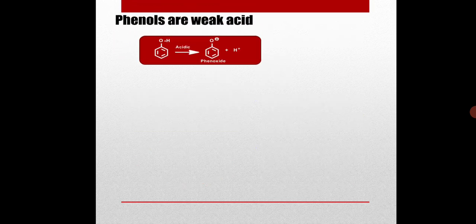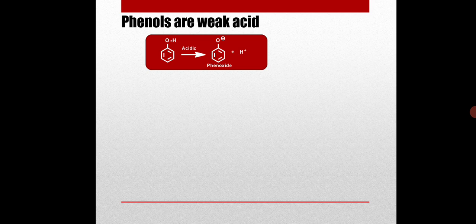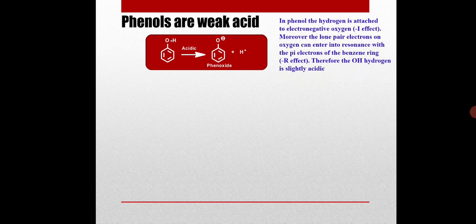Let's have a look at phenol now. Phenols are weak acids. In phenol, the hydrogen is attached to electronegative oxygen, and so it has a -I inductive effect. Moreover, the lone pair electrons on the oxygen can enter into resonance with the pi electrons of the benzene ring, and so it has a -R effect also. Therefore, the OH hydrogen is slightly acidic.